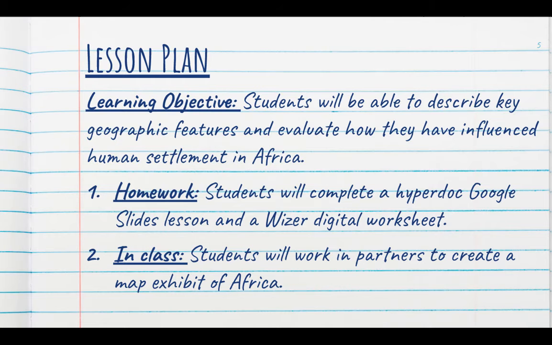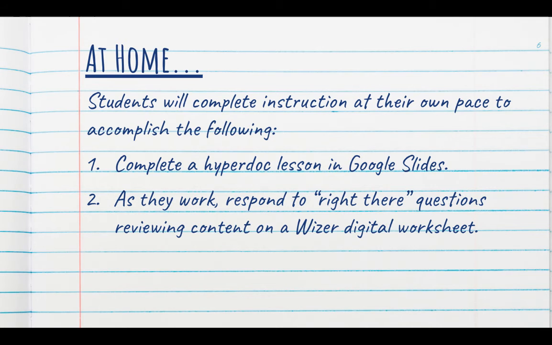Following the flipped model, students will complete a direct instruction style lesson independently as homework. They will do this by completing a Wiser digital worksheet while utilizing the resources provided in a HyperDoc lesson. In class, students will then apply what they learned at home to work in partners and create a map exhibit of Africa.